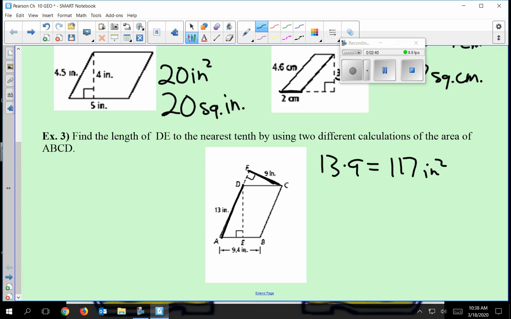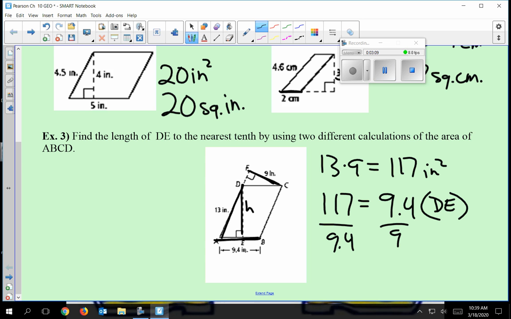So now what I'm going to do is take that 117 as the area. I'm going to now take this base 9.4 and multiply it by the vertical height, which is the dotted line. That's DE. So you call it H, you call it DE. They want DE, so I'm going to use that. And so I set the equation up. I can go ahead and divide both sides by 9.4, and that's going to get me DE. And when I get this, it comes out to about 12 point whatever. So I had to round it to 12.4.